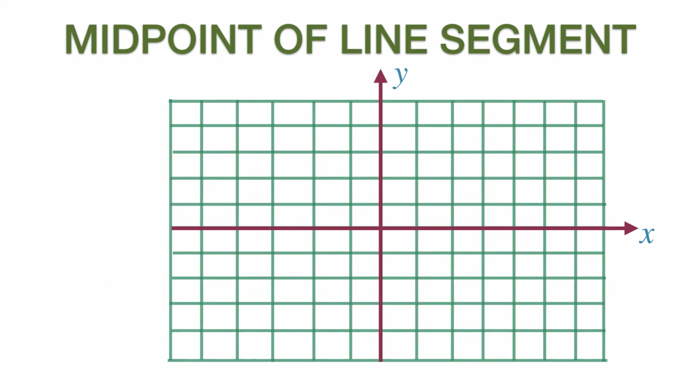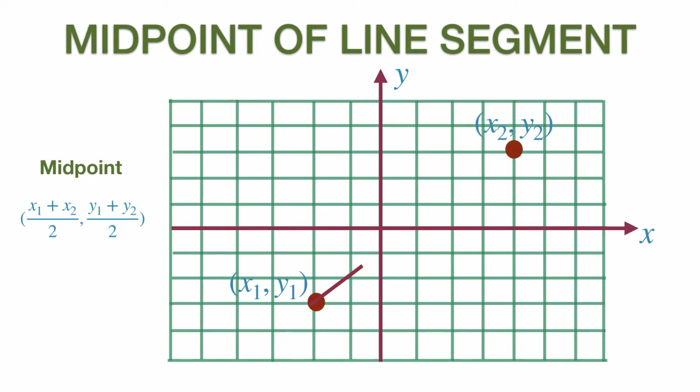In general, the midpoint of the line connecting two general points, say x1, y1 with x2, y2, can be found by adding the x and y coordinates and dividing each coordinate by 2.